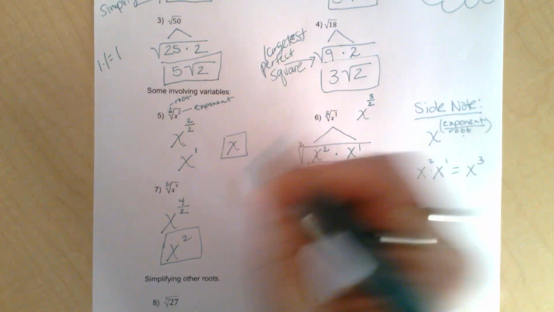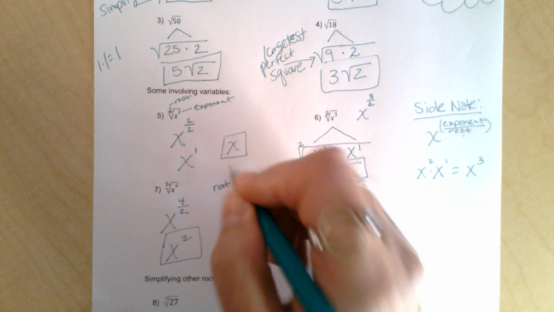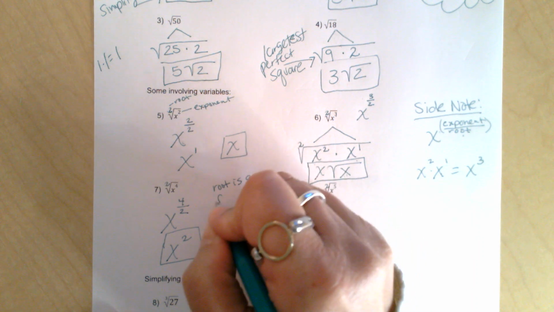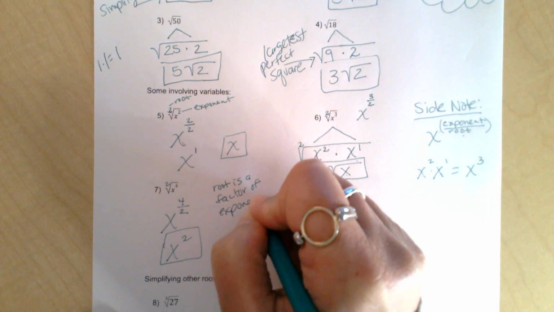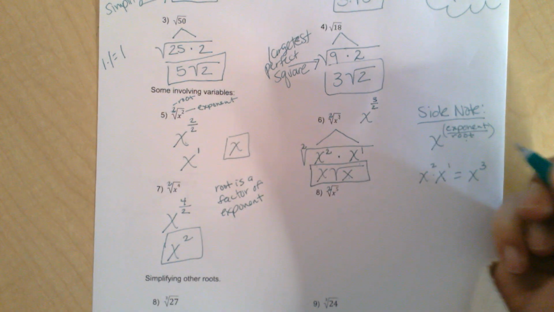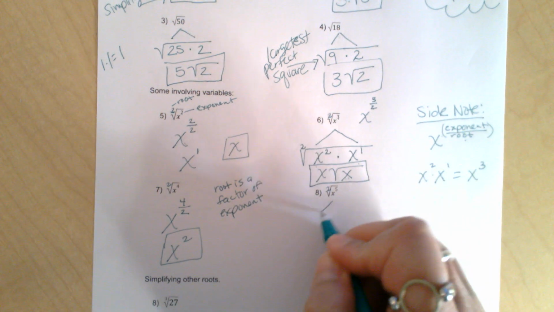They have to work out. The root is a factor of the exponent, because 2 times 2 is 4, so it can divide. And so that's what we're looking for here.